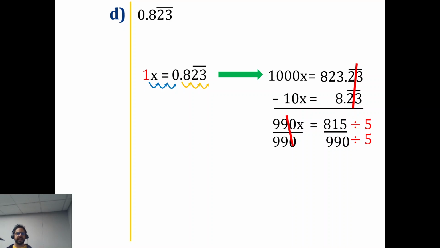Again, you can go off to the side and do that, but to save time, let's just go ahead and say x is equal to 163 divided by 198. So nice fraction. Again, something that you would not be able to find in your head, which is why we're asking you to try this pattern with us.